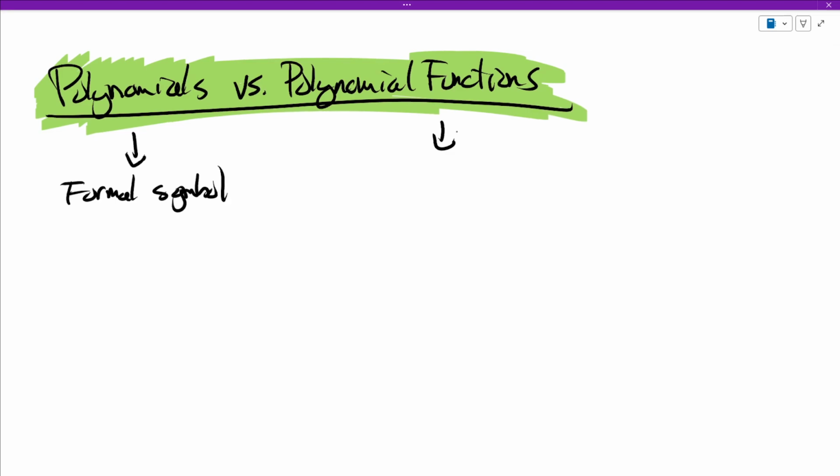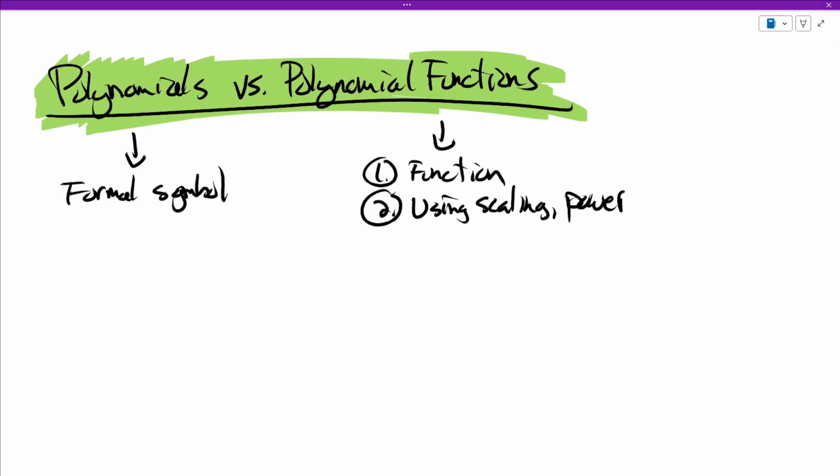A polynomial function, well, is firstly a function, and secondly, a function that's built using scaling and powers and sums. But it's firstly a function. Our polynomials are not functions, they're just symbols. Now, our symbols we can use to define functions, but as we've been dealing with them, they are very much not functions, and we need to be careful. And I'm going to tell you exactly why we need to be careful.